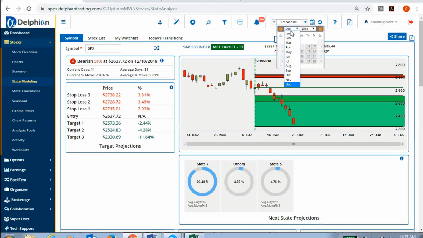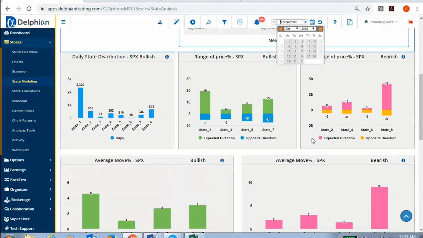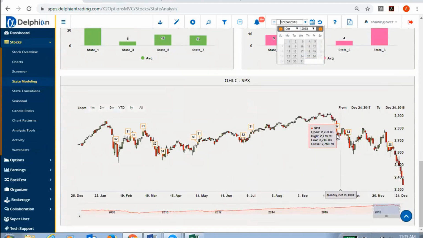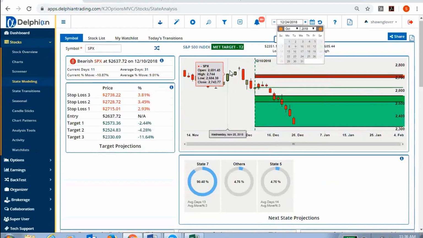Yeah, we can look. Scroll down, right? You can see right here. You were in day 2 on the entry, and the day before was early October. Right, so then you can see state 2. You've been working up to this. This is the day before the entry.